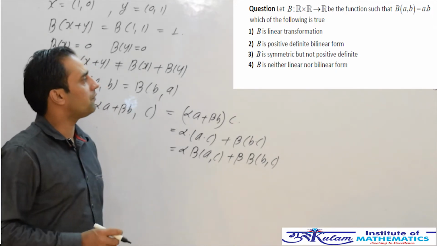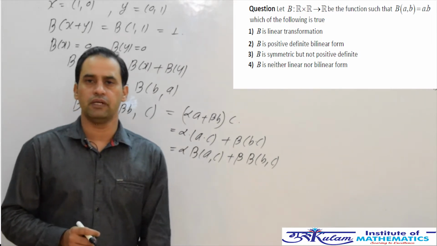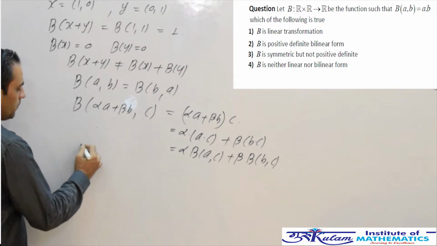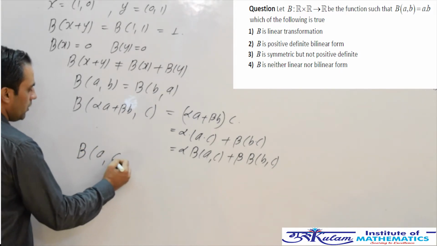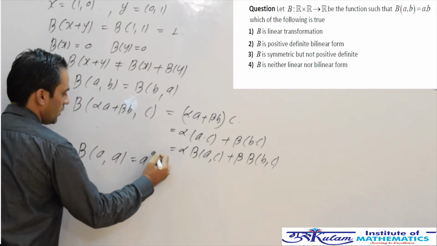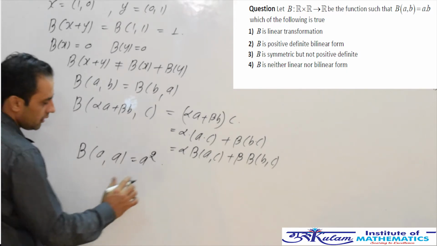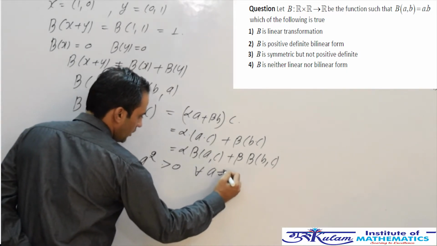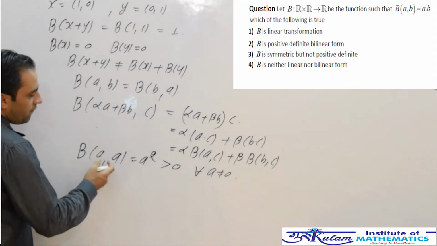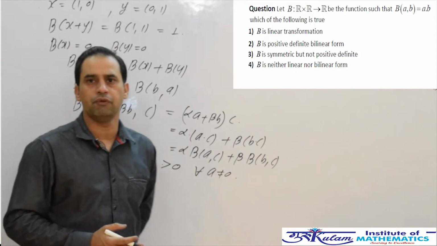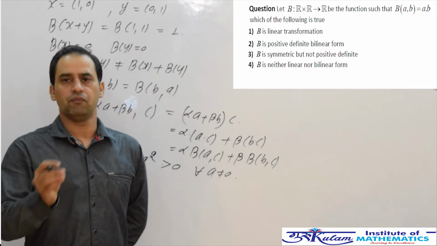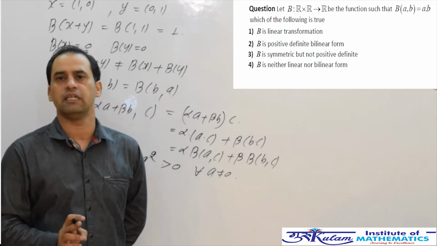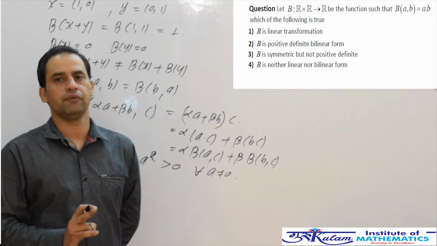Now we have to identify whether it is positive definite or not. The quadratic form corresponding to this bilinear form is B of (a, a), which is a square, and this quantity is always positive for all a not equal to 0. Hence every non-zero element has a positive image. So the quadratic form of this bilinear form is positive definite. Hence this bilinear form is also positive definite.